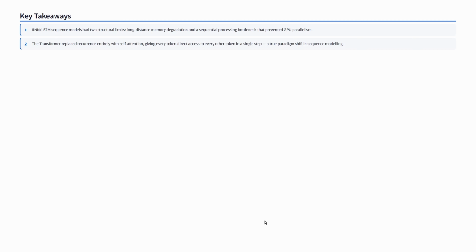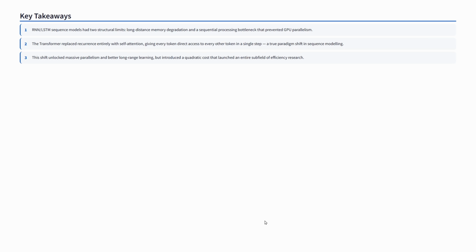Takeaway 2: the transformer replaced recurrence entirely with self-attention, giving every token direct access to every other token in a single step. That's not an incremental improvement. That's a paradigm shift in how machines process sequences. Takeaway 3: massive parallelism, better learning, but quadratic cost.